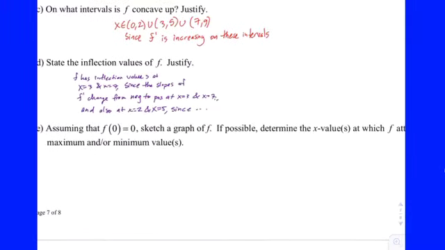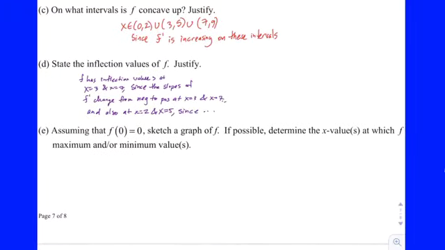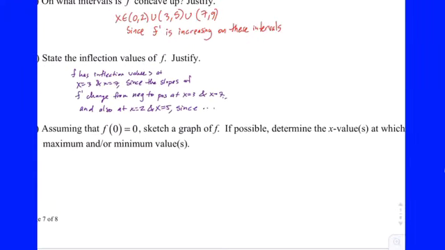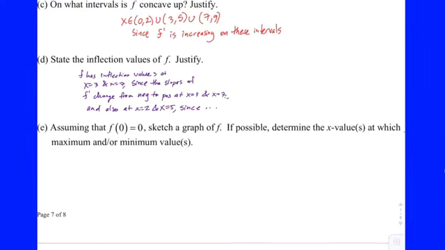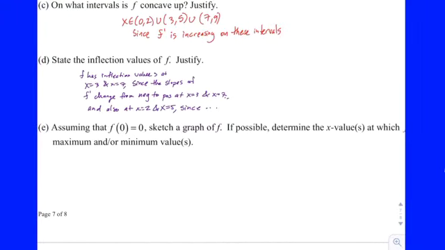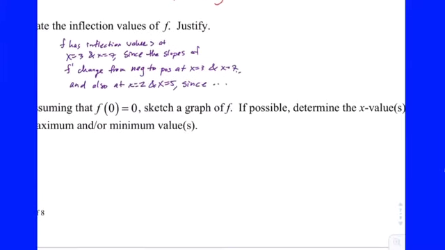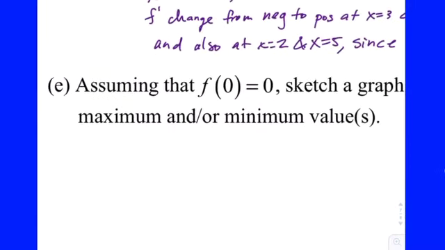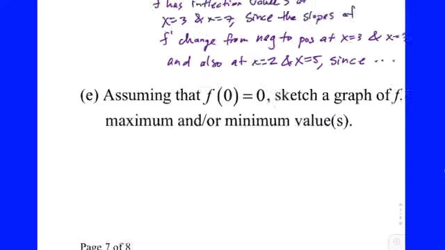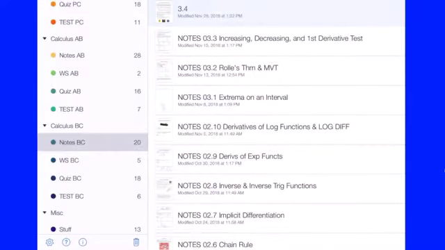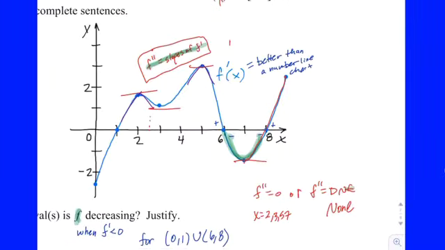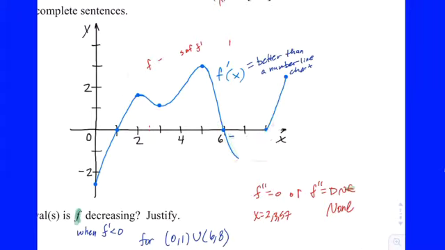Okay, and then here's a good one that we're going to do a little bit more of in the next section. Assuming that f of 0 equals 0, sketch a possible graph of f, and then a follow-up question: is it possible to determine the x value where the function attains an absolute max or an absolute min? Now notice it just says max or min, but you assume that it means absolute or global. So if f of 0 equals 0, all right, I'm going to get rid of all this. f of 0 equals 0.